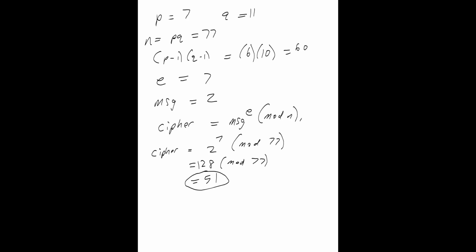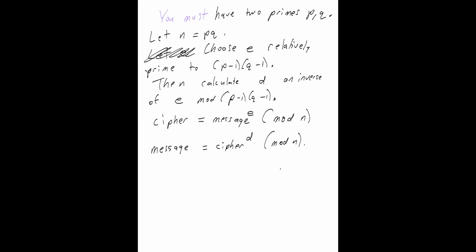So what we do is, remember back in our requirements that after you choose E, which you can choose to be any encryption key, E stands for encryption, any encryption number that you want, as long as it's relatively prime to P minus 1 times Q minus 1. But once you've chosen E, there's only one unique decryption key that will work. It has to be the inverse of E, mod P minus 1 times Q minus 1.